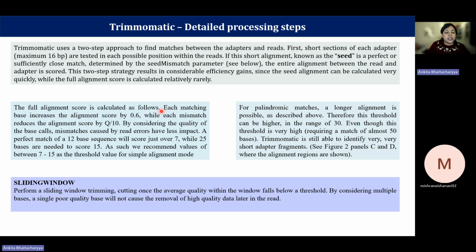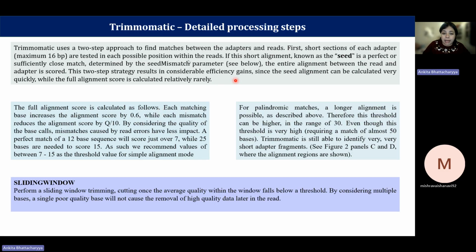By considering the quality of the base call, mismatches caused by read errors have less impact. If there's a perfect match of a 12 base pair sequence, it will score just above 7, while 25 bases are needed to score 15. And the range of 7 to 15 is what you will usually find suggested as the threshold value for simple alignment mode.